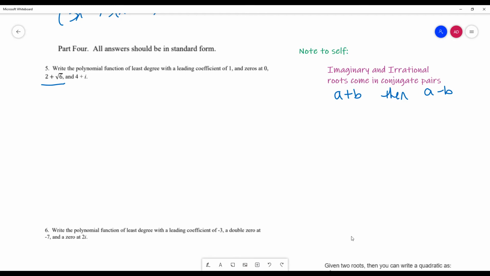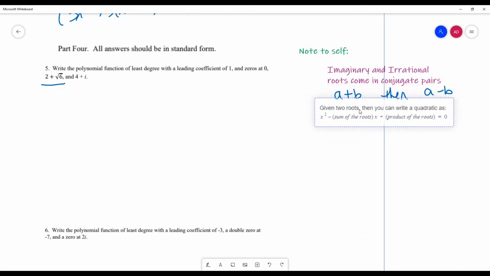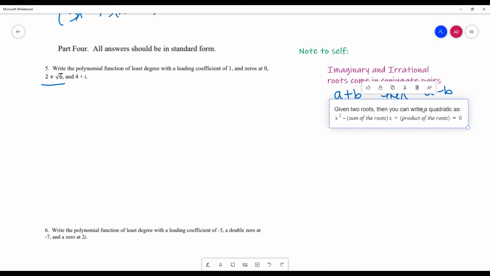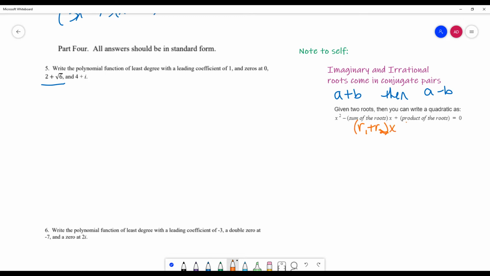The other thing I want you to remember is that if you are given 2 roots, then you can write a very simple quadratic equation in this form, and we're going to be using that form. So if you're given the 2 roots, R1 plus R2, that's the sum, goes with my x, and R1 times R2 is the product. Okay, a lot of talking. Let's get going, all right? Leading coefficient, we're going to worry about that at the end of the whole thing.